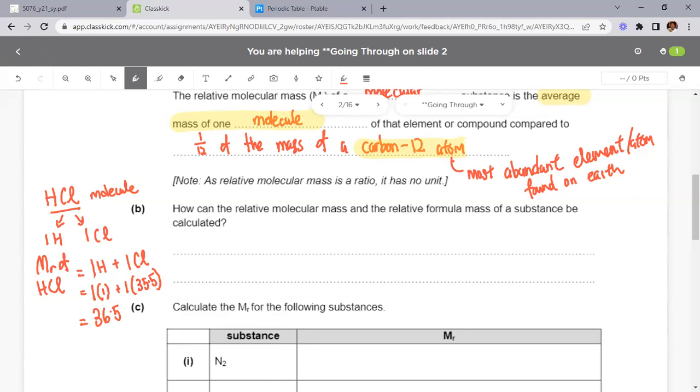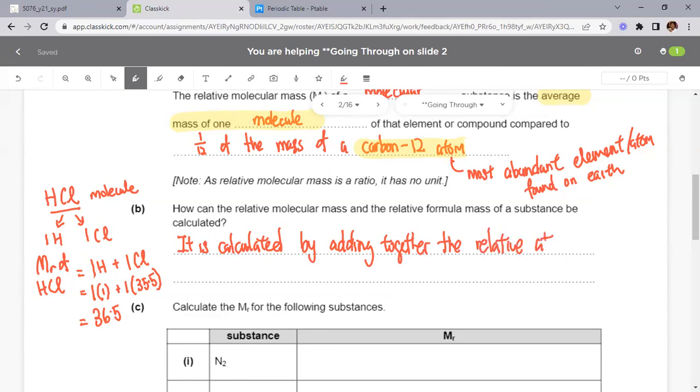Okay, so I've shown you the working. The question is how to write it down. How can I calculate it? What does it mean in words? So what we are doing is, it is calculated by adding together the relative atomic mass of all the atoms in its chemical formula.